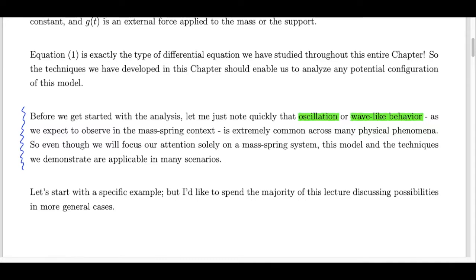So let's start with a specific example, and then I'm actually going to spend the majority of this lecture just discussing general cases and kind of investigating as efficiently as possible lots and lots of different general possibilities for the types of behavior that can occur in this one context.